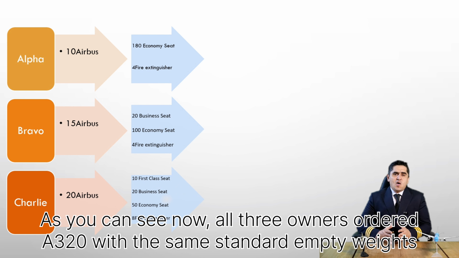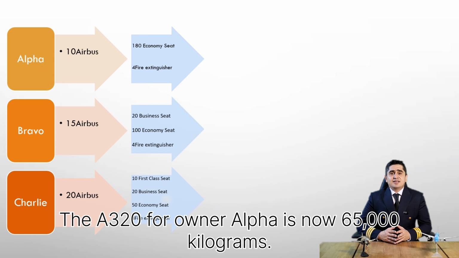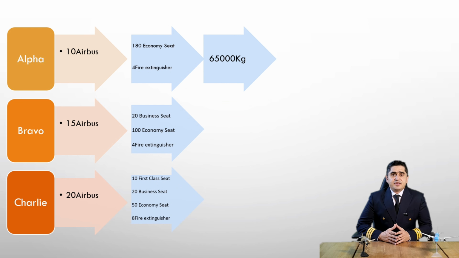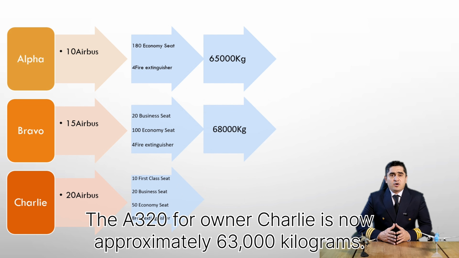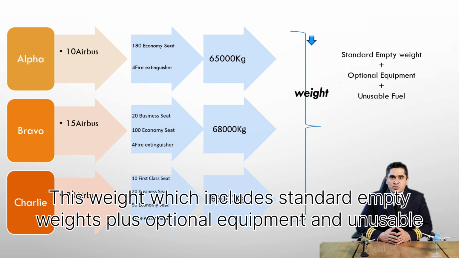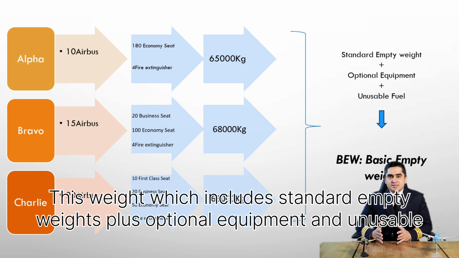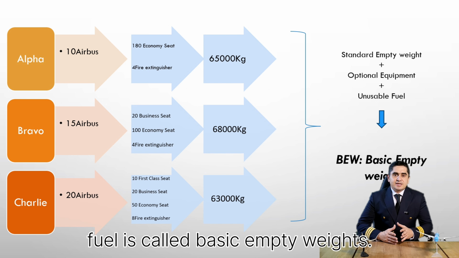As you can see now, all 3 owners ordered the A320 with the same standard empty weight of 50,000 kgs. The A320 for owner Alpha is now 65,000 kilograms. The A320 for owner Bravo is now 68,000 kilograms. The A320 for owner Charlie is now approximately 63,000 kilograms. This weight, which includes standard empty weight plus optional equipment and unusable fuel, is called basic empty weight.